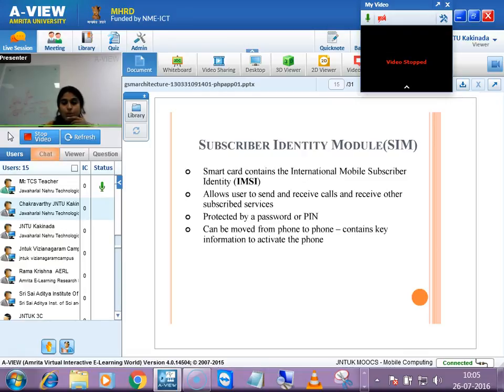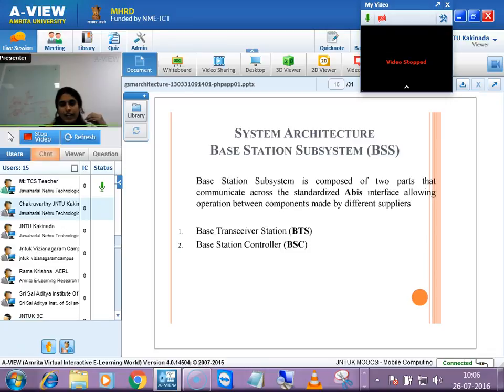It can be moved from phone to phone. It also contains information to activate the phone. Whenever you are getting some call, it will wake up and become active, and you can have options like switching off and when to become active. And the SIM can also be moved from one phone to another phone, right?